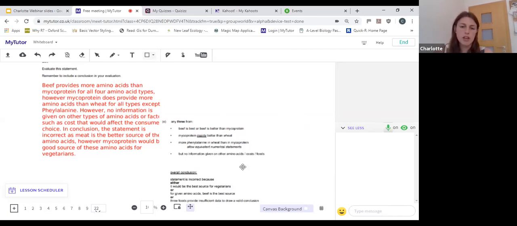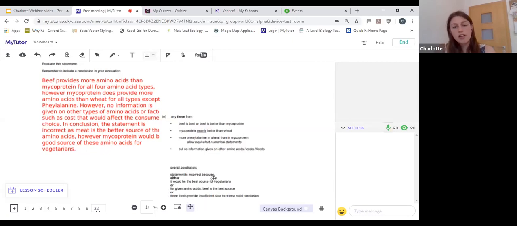They've also put a point here that no other information is given on other amino acids or the costs of those products. So the cost of beef, the cost of wheat products, and the cost of mycoprotein products. So obviously it's not just the nutrient that influences a buyer's decision. So you need to be thinking through those things. And finally, you got the last mark for giving that conclusion.